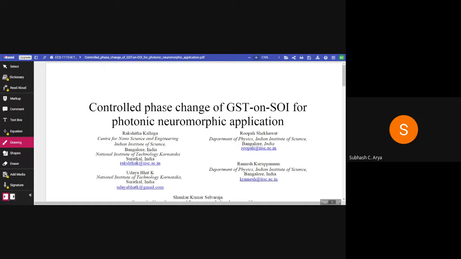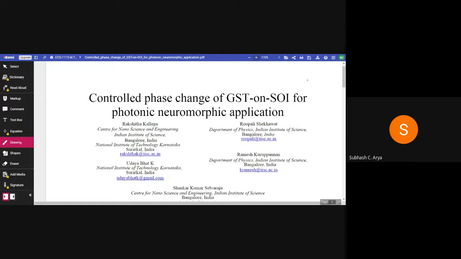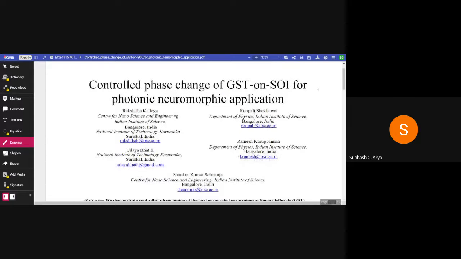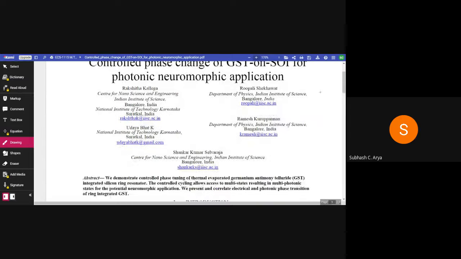Hello, welcome to another reading session of an article titled Controlled Phase Change of GST on SOI for Photonic Neuromorphic Application. The authors are Rakshita Kalega, Rupali Shekhawat, Uday Bhatke, Ramesh Karupannam, and Shankar Kumar Shelvaraja.